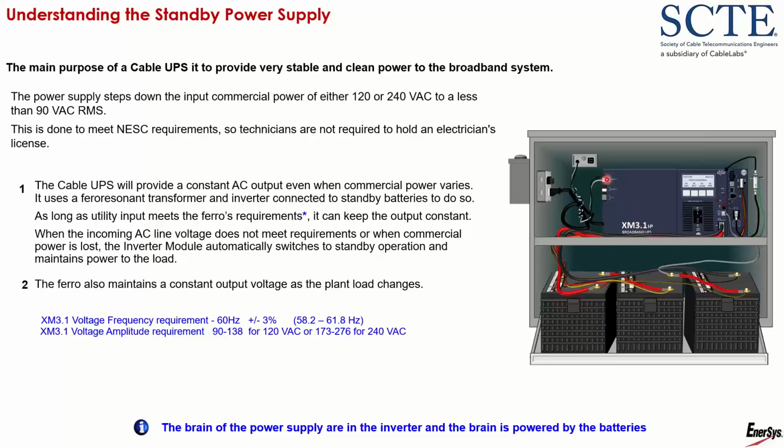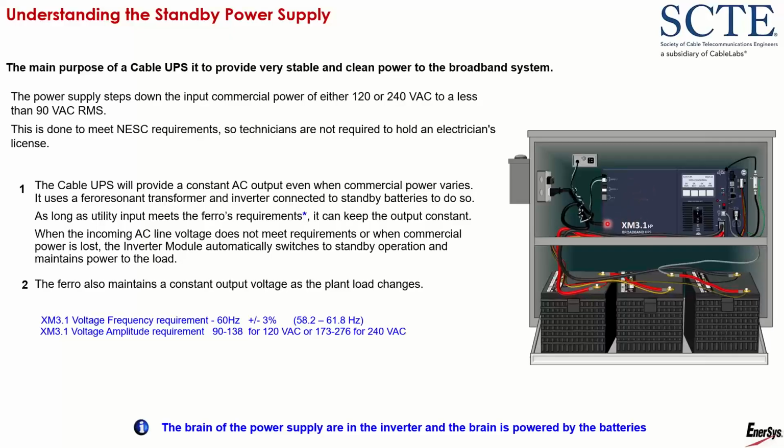If the voltage coming from the power company is 100 volts, we give you 89 volts out in this case. If the power goes up to 110, we give you 89. If the power goes up to 120, we give you 89. The job of the transformer inside the power supply is to keep that voltage stable if the utility is changing. Okay, we step it down and we keep it stable.